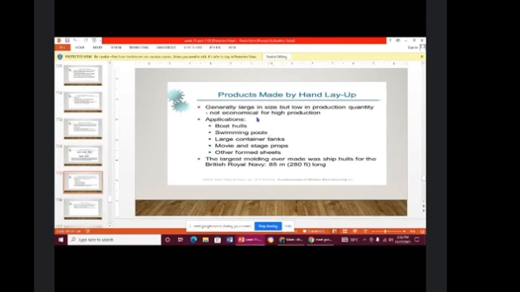Next are the products made by hand layup. Generally they are large in size but low in production quantity, not economical for high production. Applications are boat hulls, swimming pools, large container tanks, movie and stage props, and other form sheets. The largest molding ever made was a ship hull for the British Royal Navy, which is 85 meters or 280 feet long.